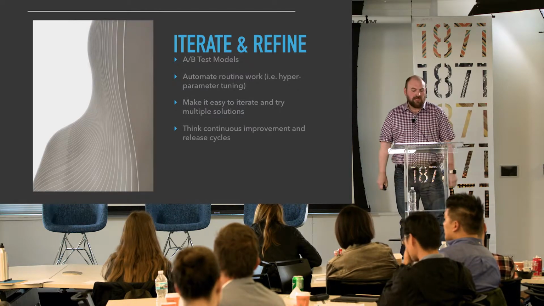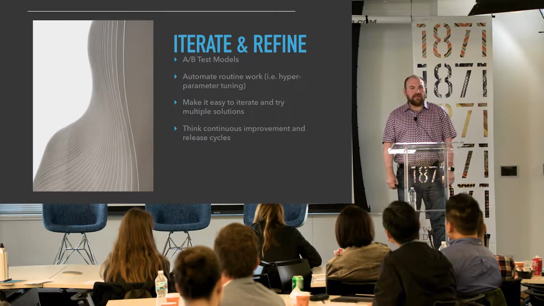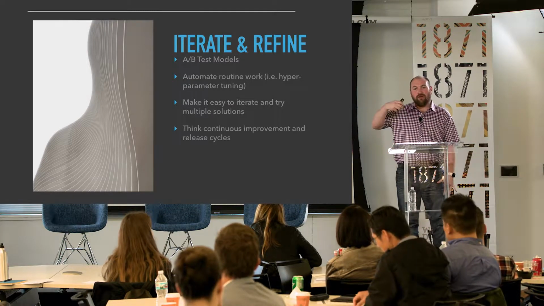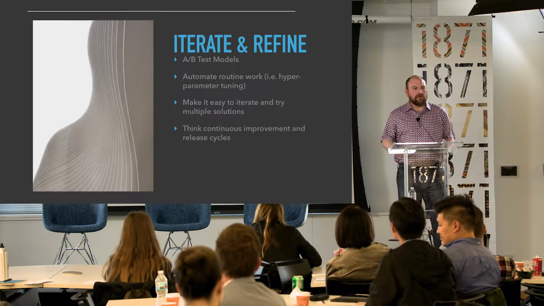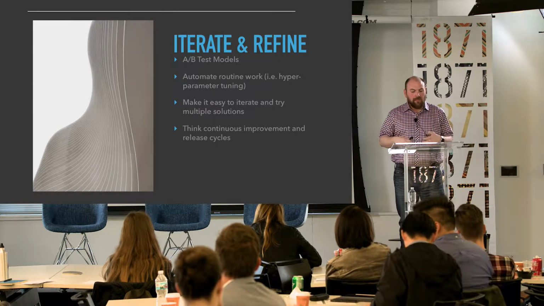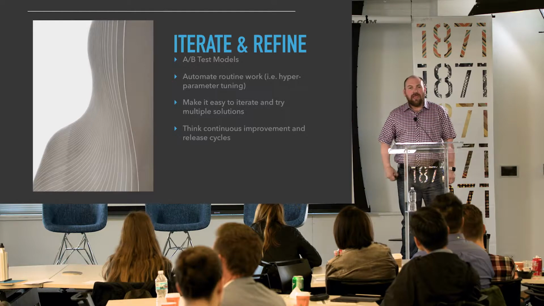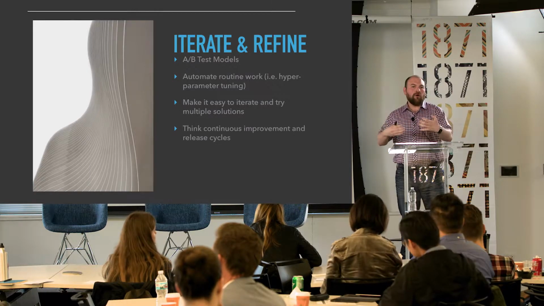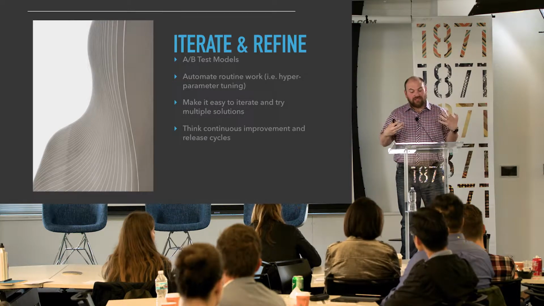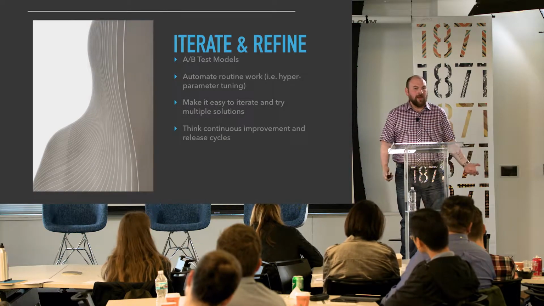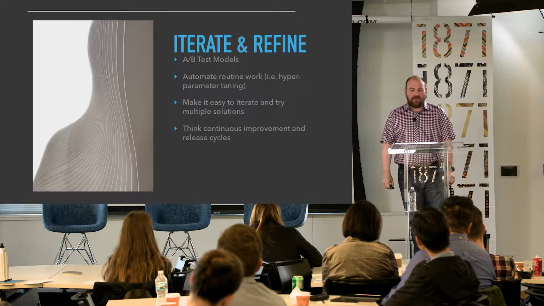Again, automating routine work, hyperparameter tuning and things like that, so that our data scientists don't have to spend all the time iterating through it. We provide mechanized tools to enable them to do that. And then also making it easy to iterate and try multiple solutions. If you don't have to go in and create a whole lot of code to try a bunch of different model types, then you can actually try a bunch of different model types in a whole lot faster fashion. It sounds pretty obvious, but it actually really helps.